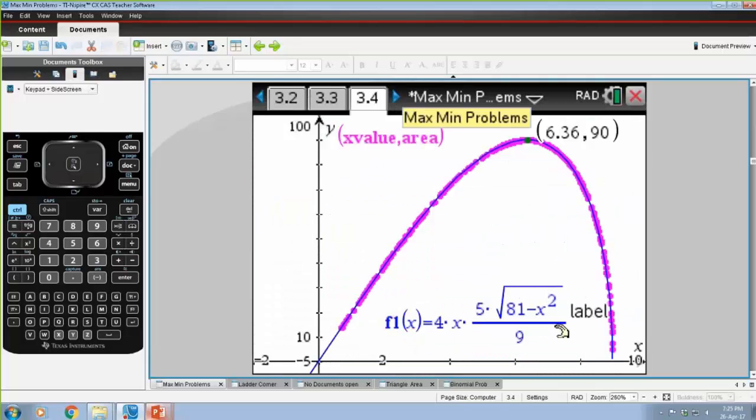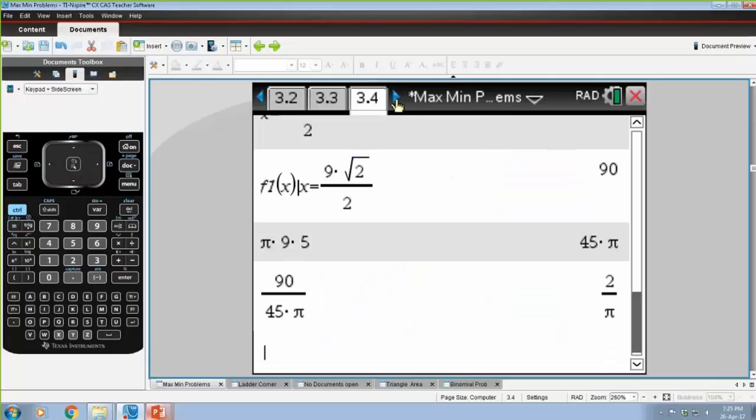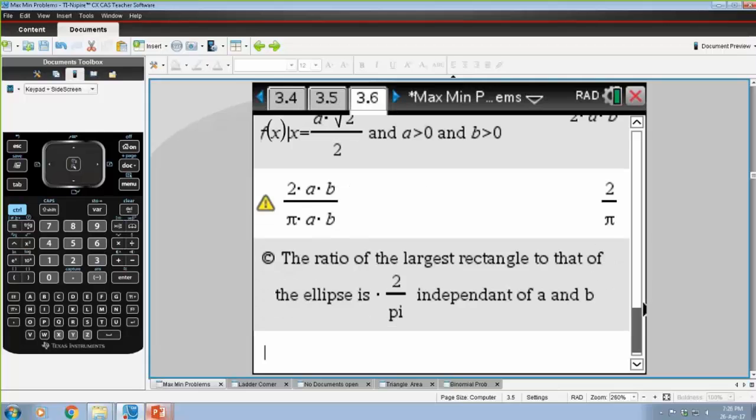We'll actually get the points. The pink points are the scatter plot, and the blue curve is the curve that we're maximizing or minimizing. So once again, the same thing happens. We get the ratio of the area of the largest rectangle to that of the area of the ellipse, being pi AB, as 2 on pi.